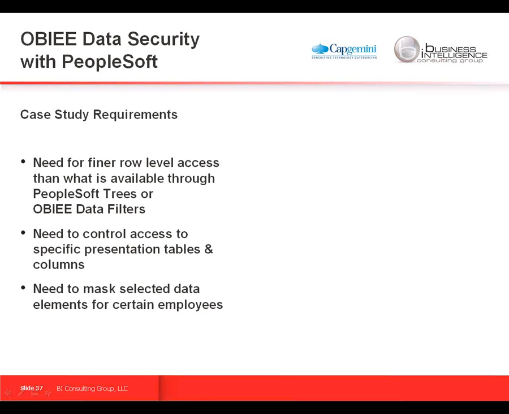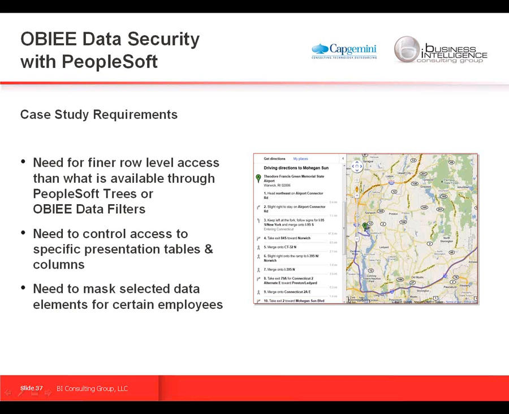So taking a quick look at our case study, again, we needed to basically have a little finer control over what data was available than simply using a flattened department tree or data filters. We also wanted to control what tables and columns users could query. And then there were some where we actually had to mask certain data elements from certain employees. So essentially we needed a much more detailed security system than what came delivered.